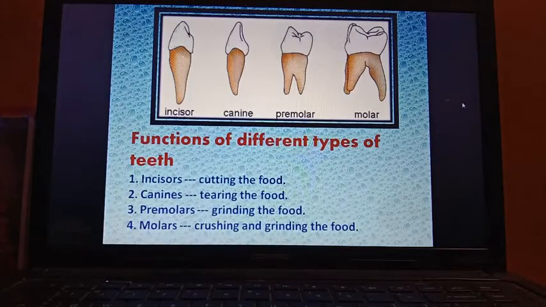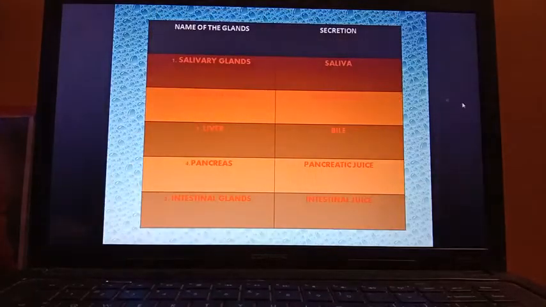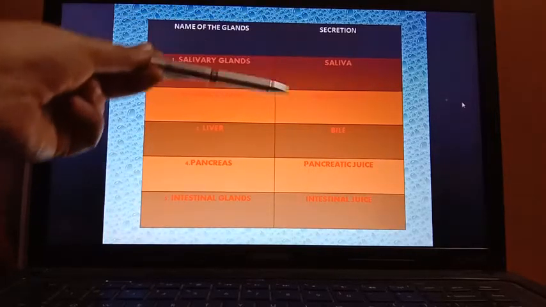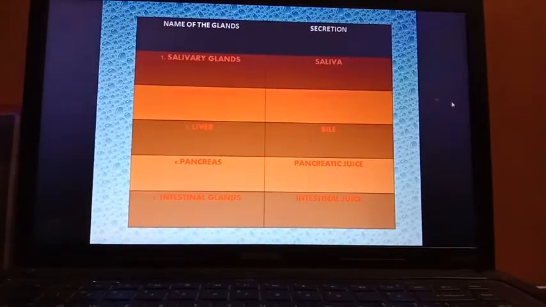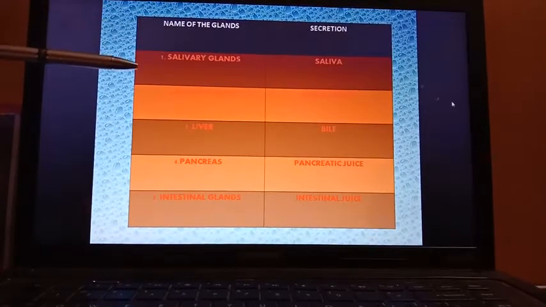Now, next question, question number 2 of the long answer questions. Name the different digestive glands present in the human body. Name the secretion they secrete. So here you can see the names of the glands and their secretions. That is question number 2 of the long answer questions.